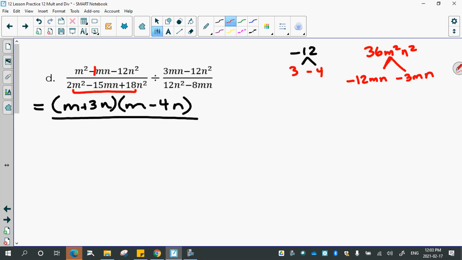Good. Okay. So now I write my 2m squared out and I say what has more in common? Well, I know 2 goes into 12, so I can put my minus 12mn next.